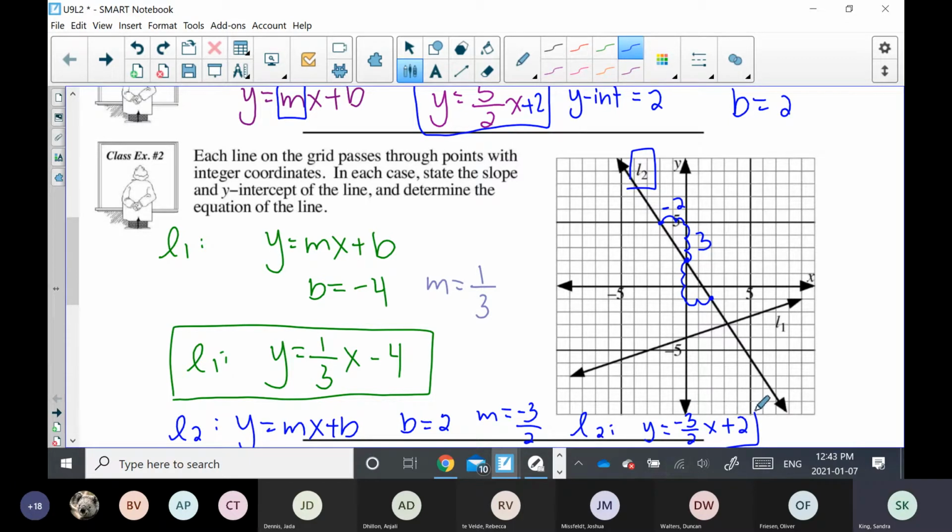Oh yeah, sorry. That's correct. At first I was thinking this is a negative slope, and it is a negative slope, and it's showing me that it's negative right there. And my y-intercept is 2. So those would be the 2 equations for class example number 2.